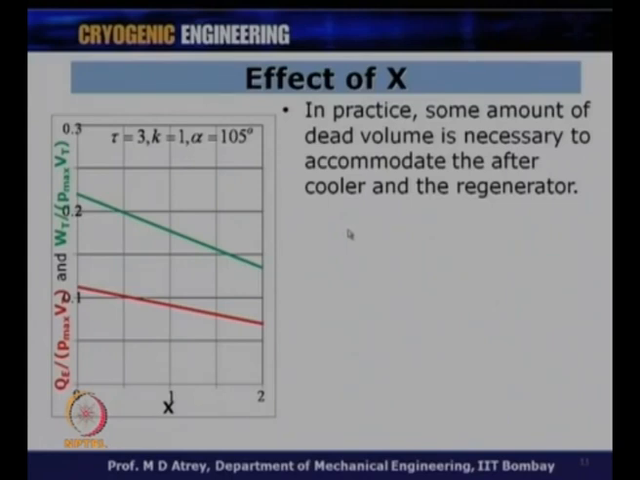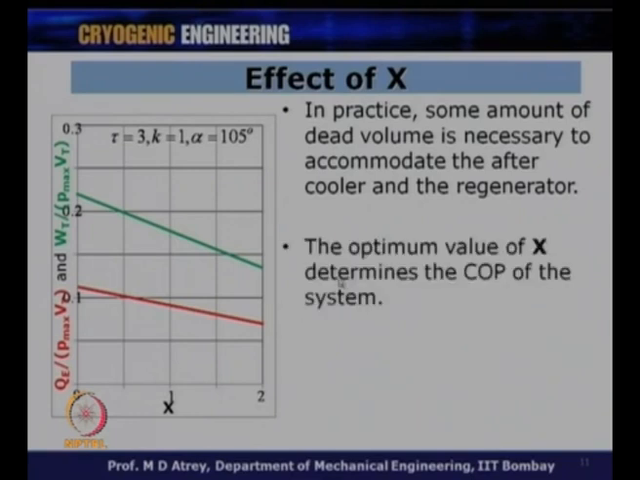So, effect of X: basically one would like to keep X as small as possible, but some amount of X or some amount of dead volume is always going to exist in a cryocooler. The optimum value of X will then determine the COP of a system, all right. In an actual system, the actual value of COP will be determined by the value of X.